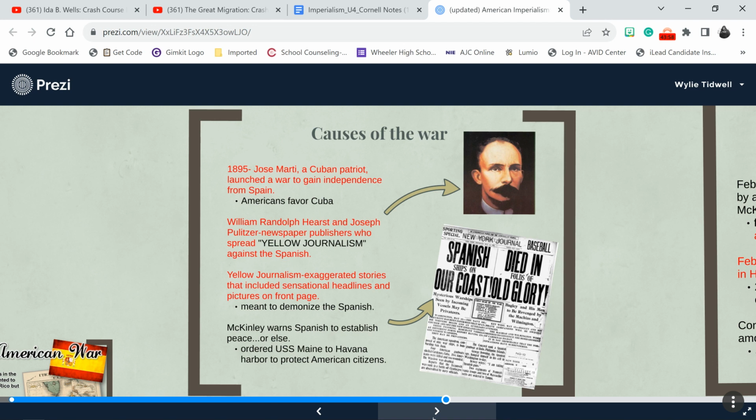And again, we're talking about William Hearst and Pulitzer. If you're a journalist trying to get the Pulitzer Prize, that means you are the best journalist in that particular category.